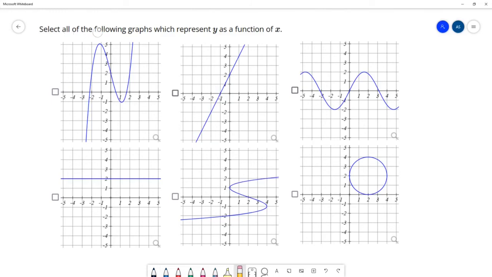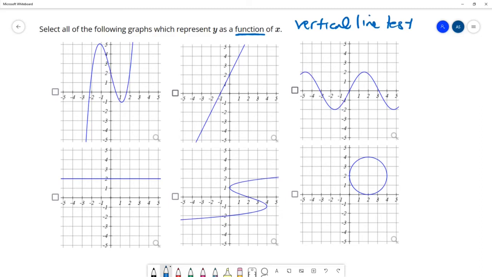On this question, we want to select all of the graphs which represent y as a function of x. And to do that, we're following the definition of a function. The definition of a function is that every x has exactly one y. And we have a way of determining whether a graph is a function using the vertical line test.